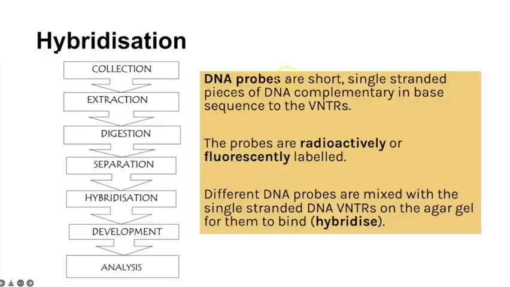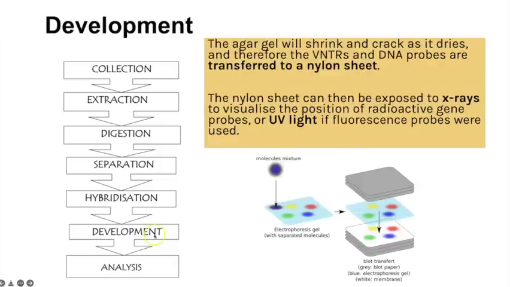So we add in DNA probes, which we said are short, single-stranded pieces of DNA that are either radioactively or fluorescently labelled. They have been designed to be complementary in sequence to the VNTRs. So you add these DNA probes, they'll align next to the different VNTRs, and they will then hybridize, meaning join together. The development stage is how we can then visualize where those DNA probes are.